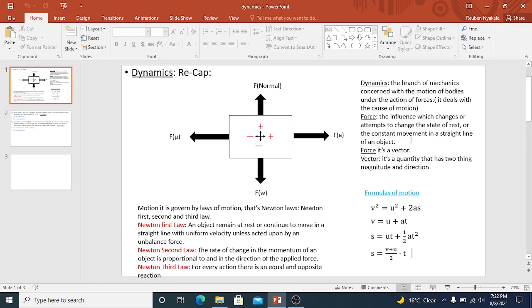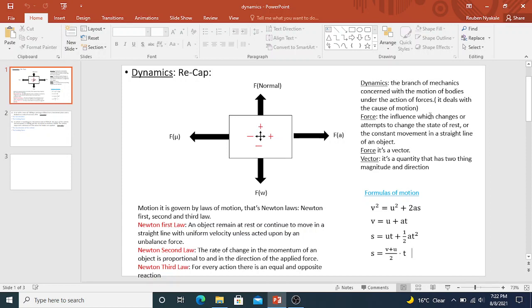Dynamics is the branch of mechanics concerned with motion. It is concerned with the motion of bodies under the action of forces. It deals with the cause of motion, meaning it looks at what causes a body to move from point A to point B. Now, from the definition, you get to understand that the cause of motion is forces. Now, let us look at the definition of a force.